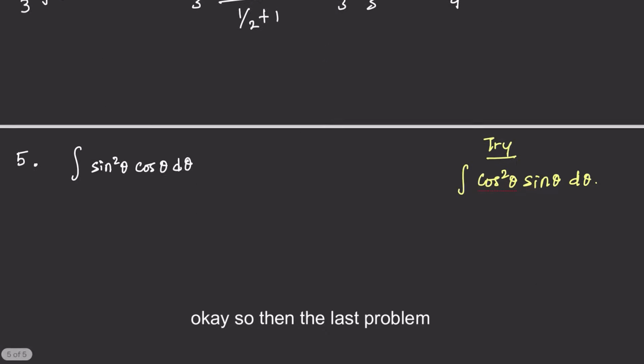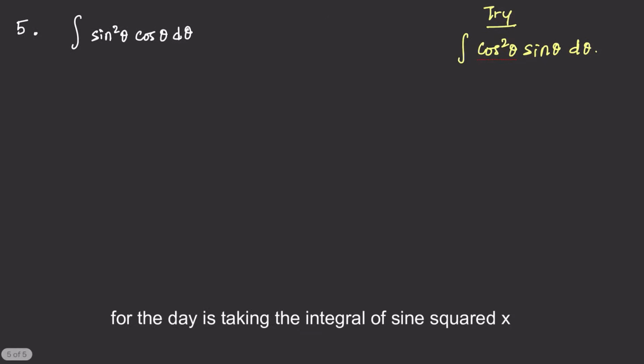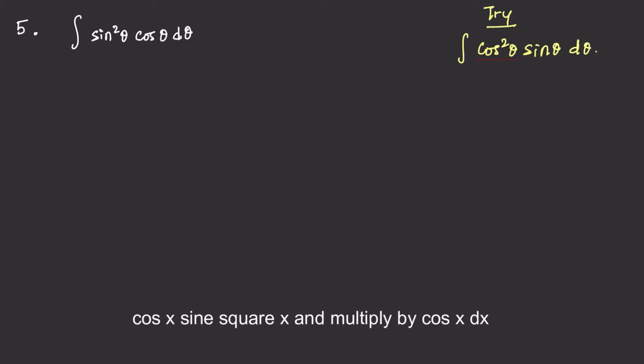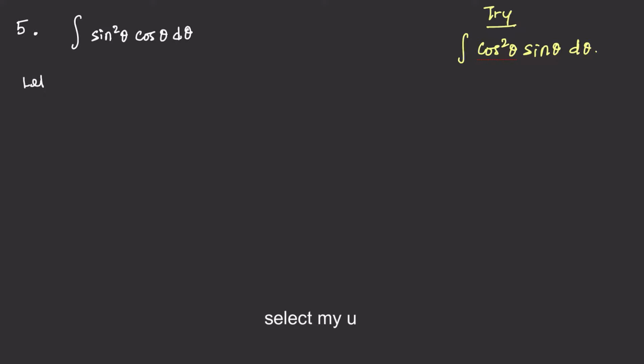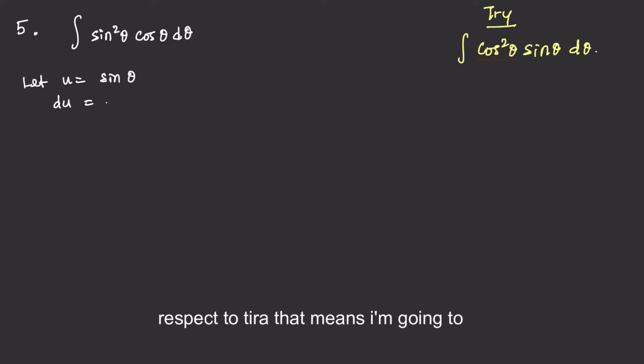Okay, so then the last problem for the day is taking the integral of sine square x multiplied by cos x dx. Here again, we want to use integration by substitution. Okay, so I want you to observe something: if I take the derivative of, so let my u be equal to sine theta, right?